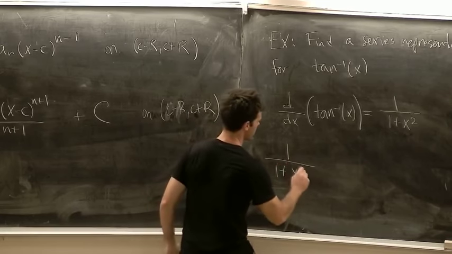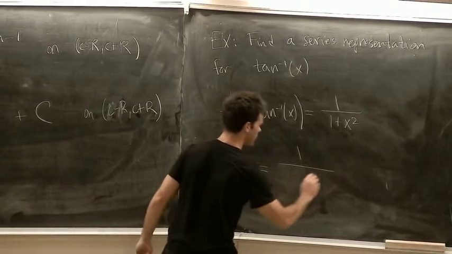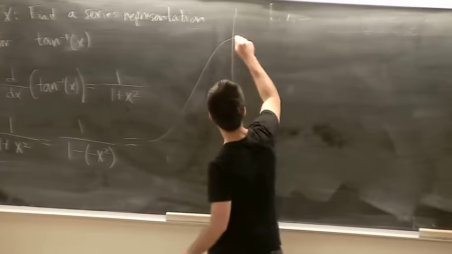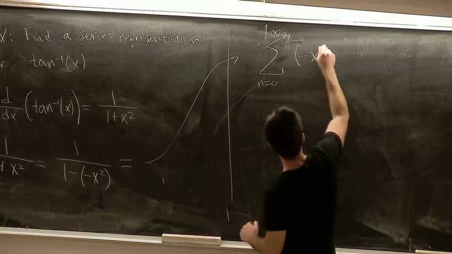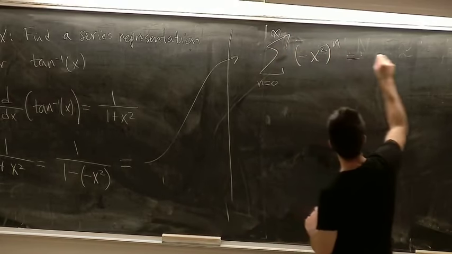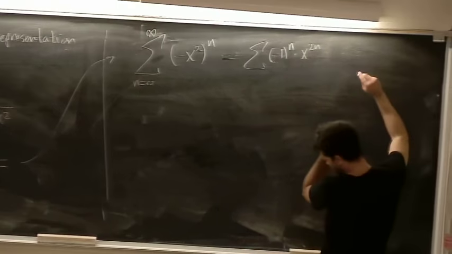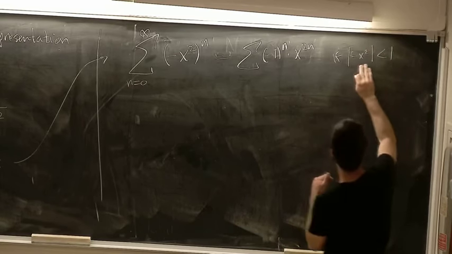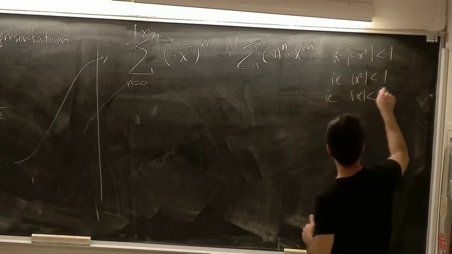1 over 1 plus x squared, I can do the same trick that I was doing in those previous examples, where I write this as 1 over 1 minus negative x squared. So this is equal to the sum from n equals 0 to infinity of negative x squared to the n, or negative 1 to the n times x to the 2n. And this is valid if negative x squared is less than 1, but that's the same as x squared less than 1, which is the same as absolute value of x less than 1.